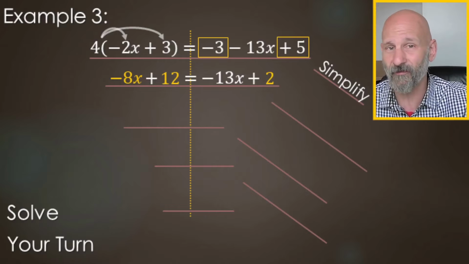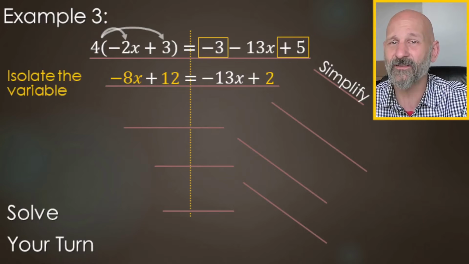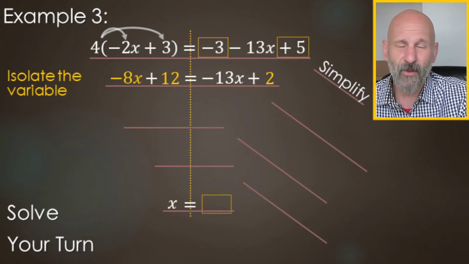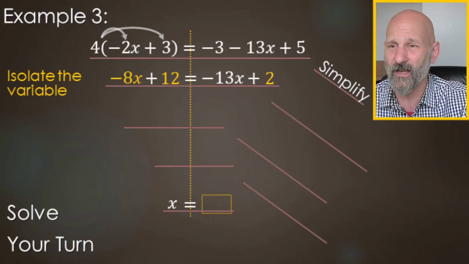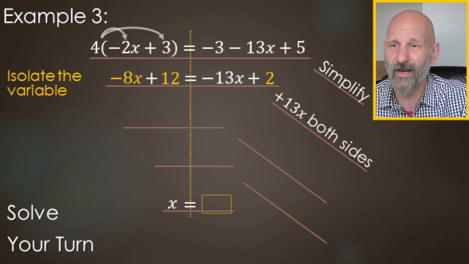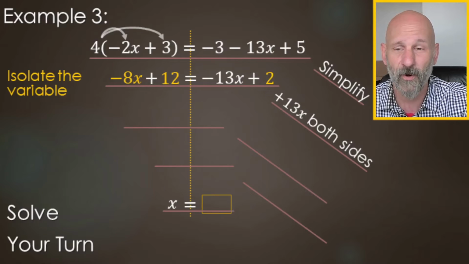So now that we have both sides cleaned up, both sides simplified, now we can go ahead and isolate the variable. So we want the variable on one side or the other. And with any of these, you can pick which side you want it on. In this case, we'll have the variables on the left side. So we're going to add 13 x's to both sides because we don't want any x's on the right side. X's on the left, numbers on the right.